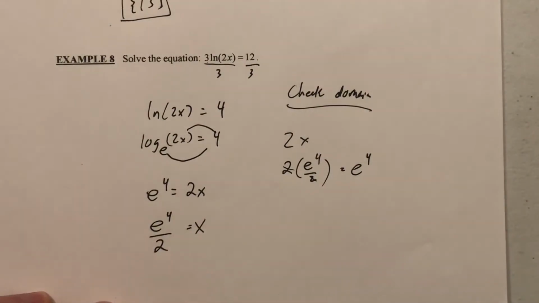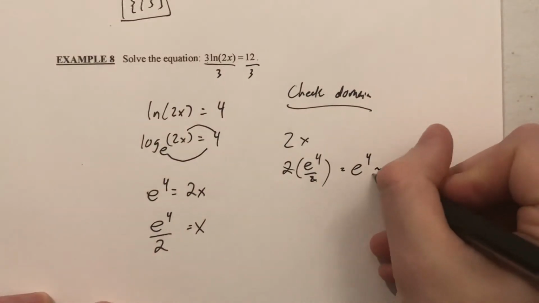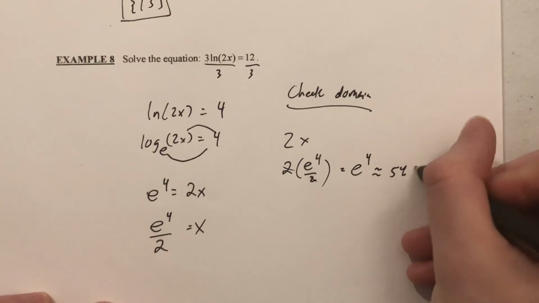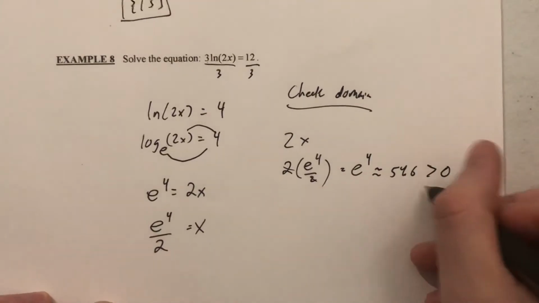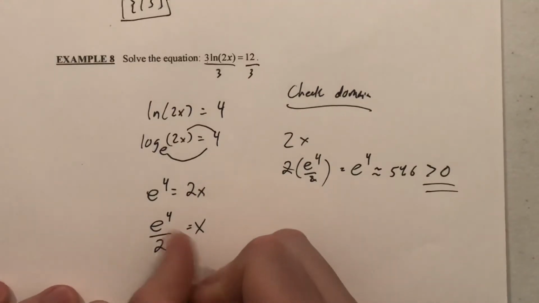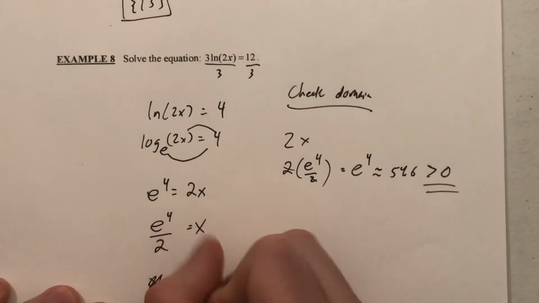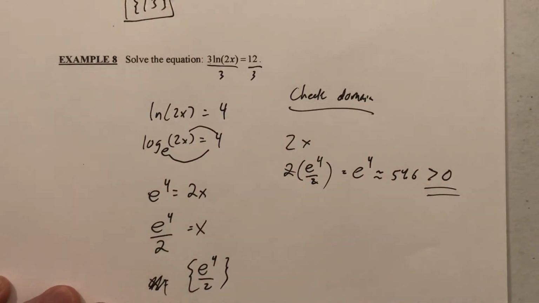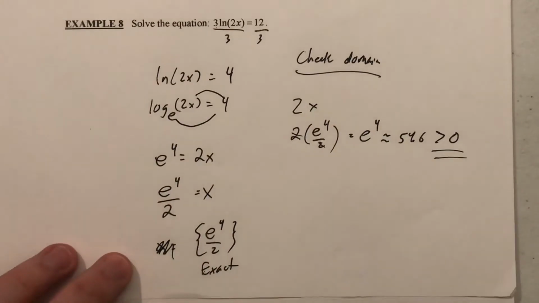And real quickly, just to verify, even though hopefully it's pretty obvious, e to the 4th is approximately 54.6. Definitely positive, right? That's all we need. This is going to work. So we'll have e to the 4th over 2 is a solution. And again, that's what we call exact.